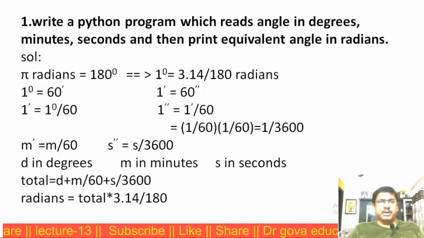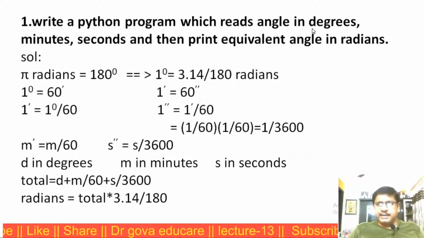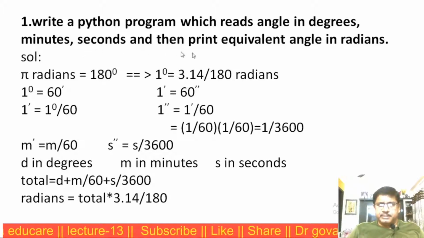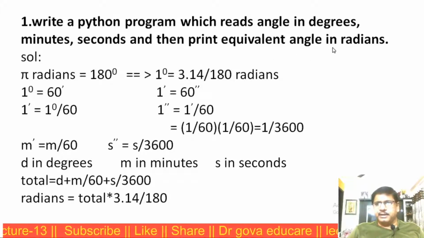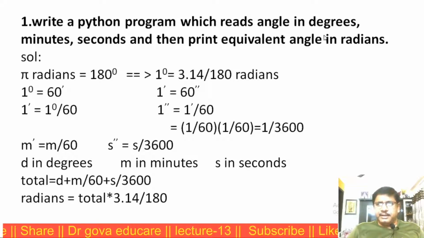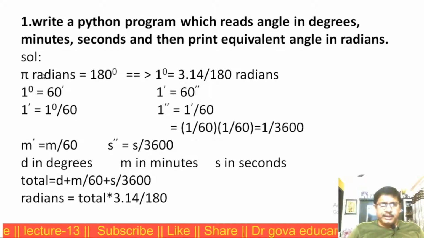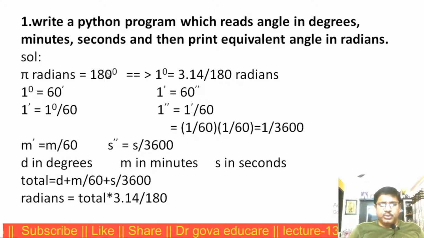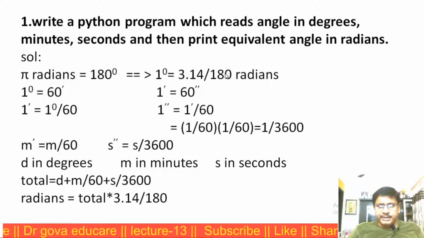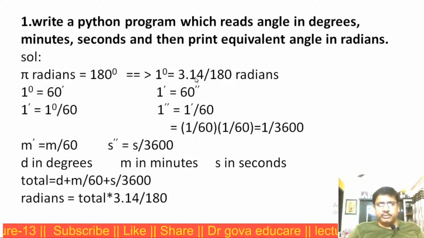Now the first program: write a Python program which reads an angle in degrees, minutes, seconds, and then prints the equivalent angle in radians. Here the input is the angle in degrees, minutes, seconds. You know, from lower classes, pi radians is equal to 180 degrees, so 1 degree is equal to pi by 180 radians. Here pi is approximately 3.14.